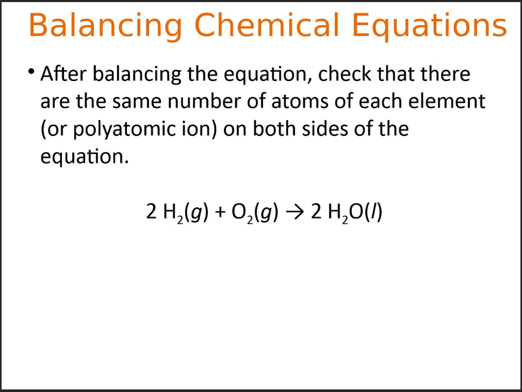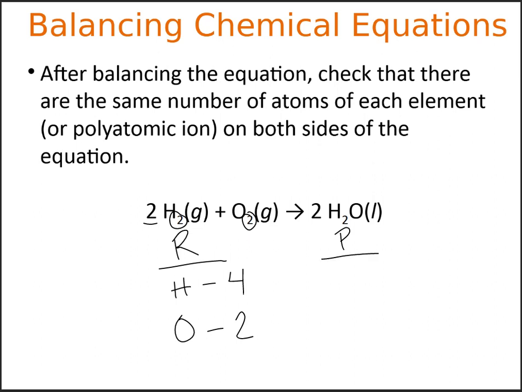Once you balance, you want to make sure that you have the same number of atoms or polyatomic ions on both sides. So on the reactant side, we have hydrogen and we have oxygen. We have 4 atoms of hydrogen because there's a 2 for the coefficient, and there's a 2 as the subscript, so we multiply those 2 to get 4. For oxygen, the coefficient is 1, so we have 2 oxygen atoms because of the subscript.